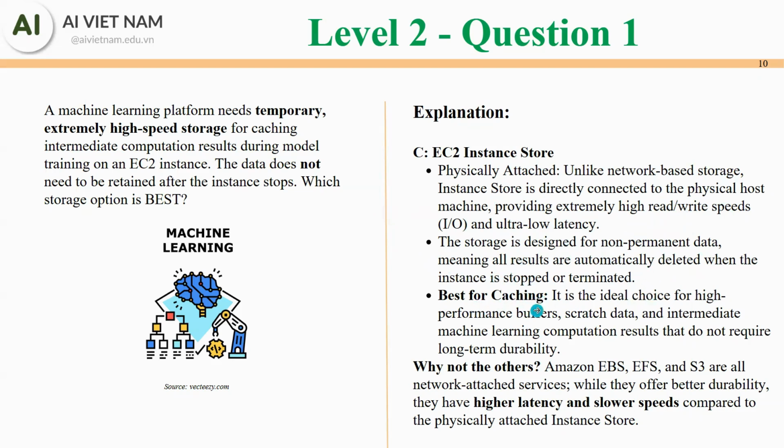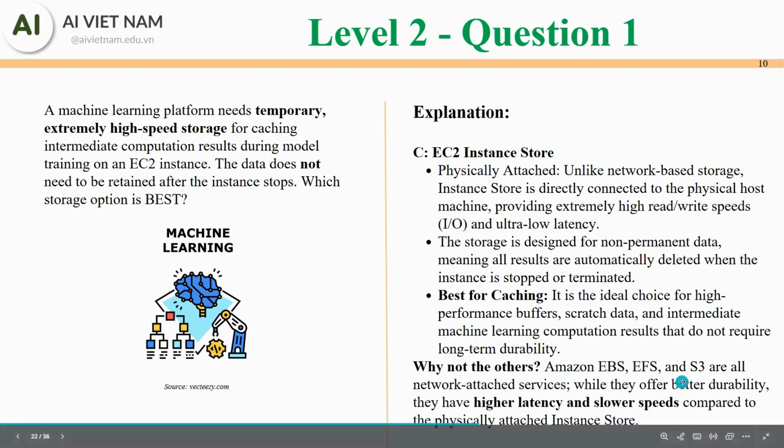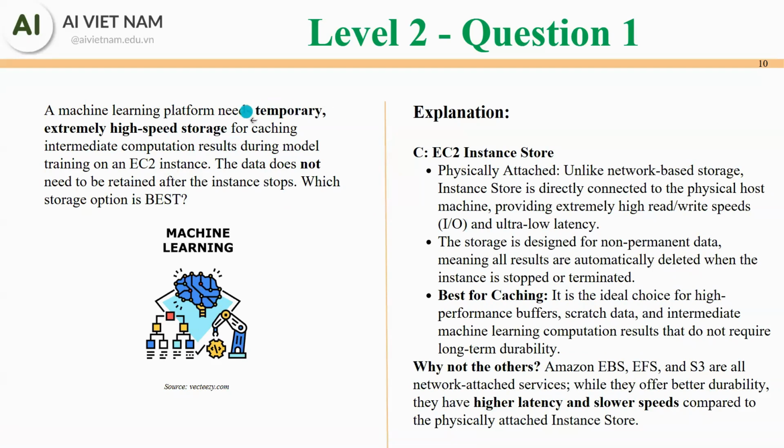So it's best for caching because it provides high performance buffers, scratch data, and intermediate machine learning computation results, which do not require long-term durability. And other options like EBS, EFS, and S3 are all network attached services. Although they offer better durability, they have higher latency and slower speeds, which violate our prerequisite here, which is temporary and extremely high speed storage.